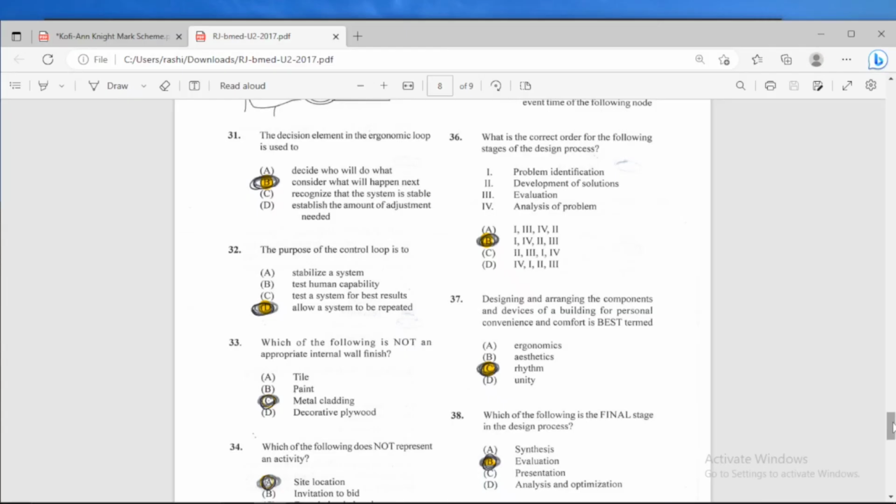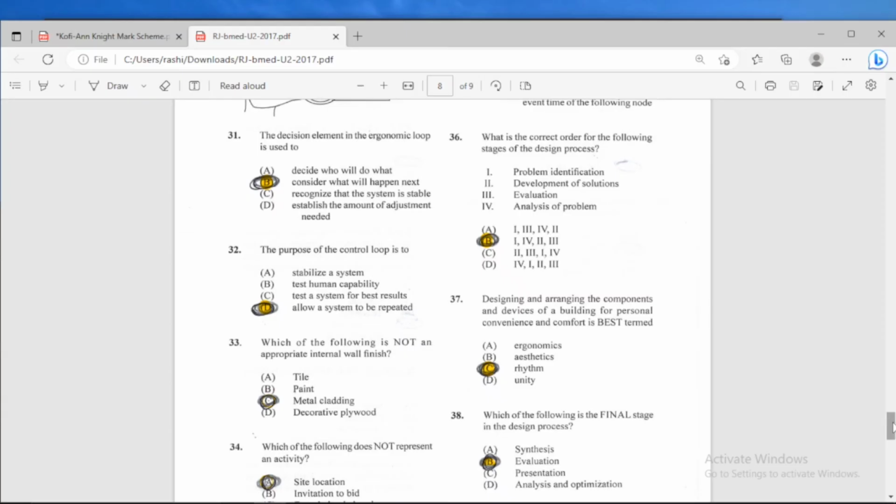Number 37. Designing and arranging the components and devices of a building for personal convenience and comfort is best termed, is it ergonomics, aesthetics, rhythm, or unity? It wouldn't be aesthetics, it wouldn't be unity. Ergonomics and rhythm look like good answers, but the reason we would choose rhythm instead of ergonomics is this.